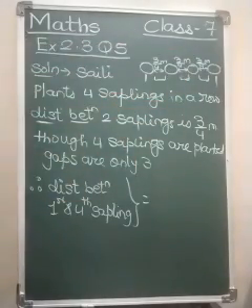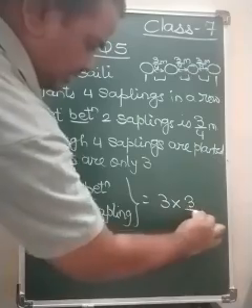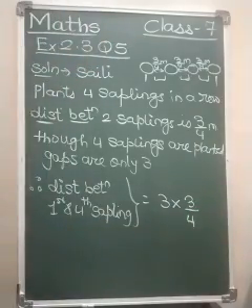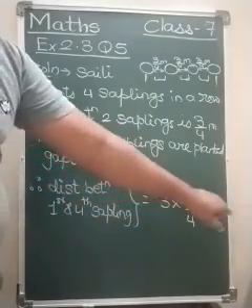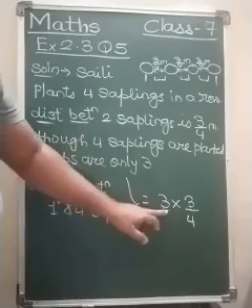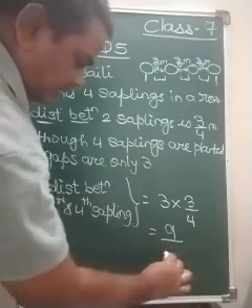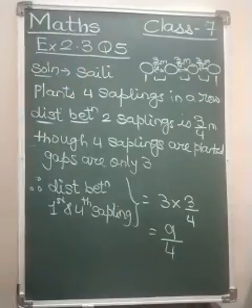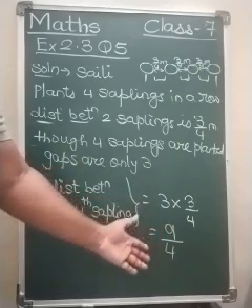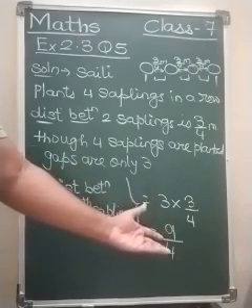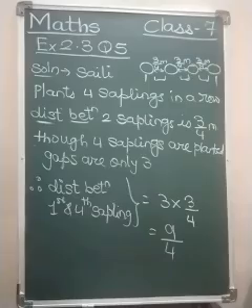So adding 3 times means 3 multiplied by 3 upon 4. Okay, simple. How many gaps are there? You can add 3 upon 4 3 times also. We'll get the same answer. 3 3s are 9 upon 4. Again, this is not a proper fraction. This is an improper fraction. Convert it into a mixed number. So we have to convert this into mixed number.